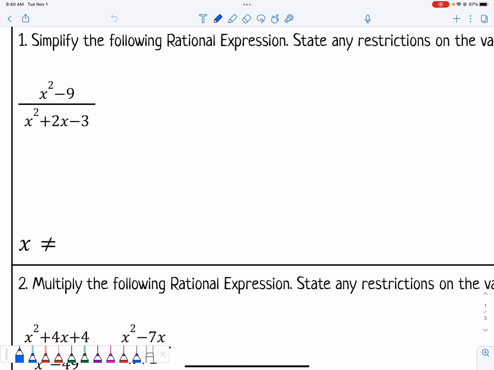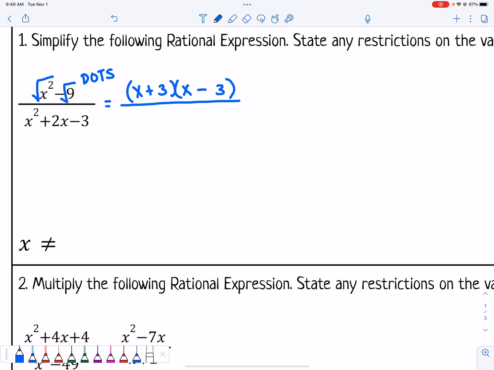So the first thing you want to do is factor everything out in the numerator and in the denominator. So x squared minus 9 is a difference of 2 squares. So we first want to factor that into the square roots of each one. So the square root of x squared will just give us x, and the square root of 9 will give us 3. And then we need a plus and a minus sign to make those factors make good sense.